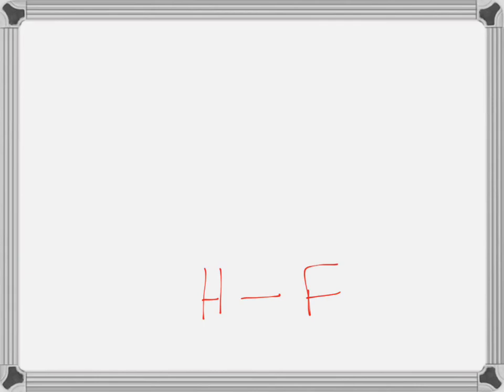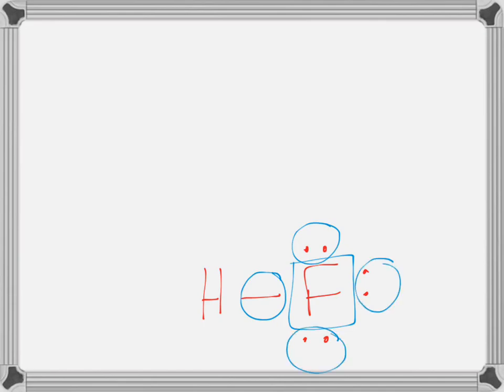Okay. If we looked at the Lewis structure for HF, how many electron groups? 4. 1, 2, 3, 4. 4 electron groups would suggest tetrahedral. And yet I had it under linear. We have 2 atoms connected to each other. What is the shape by definition? Linear. Why the heck would I call this fluorine tetrahedral?